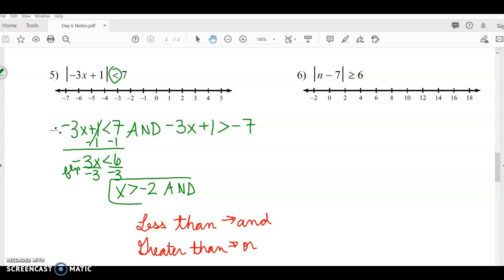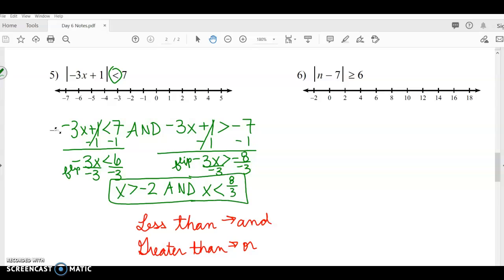And when I subtract 1 from negative 7, this one's not going to be as pretty, is it? So I have negative 3x is greater than negative 8. I divide by negative 3, so that's going to cause a flip. So x is less than negative 8 over negative 3, which would be 8/3.